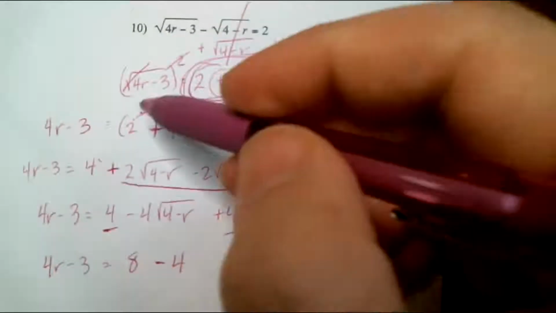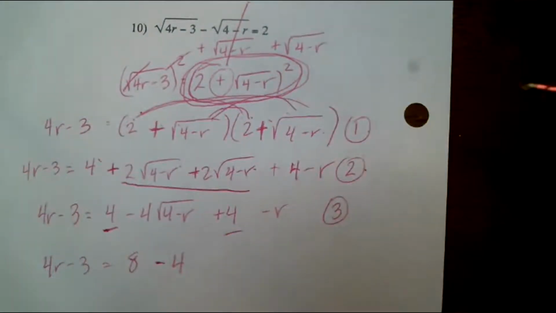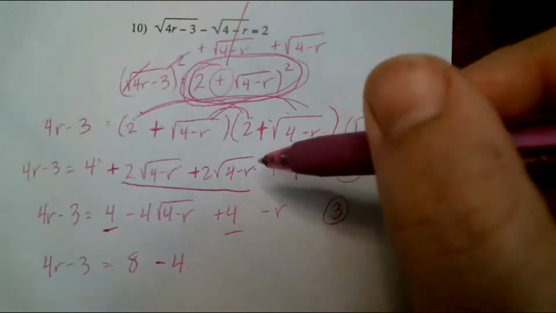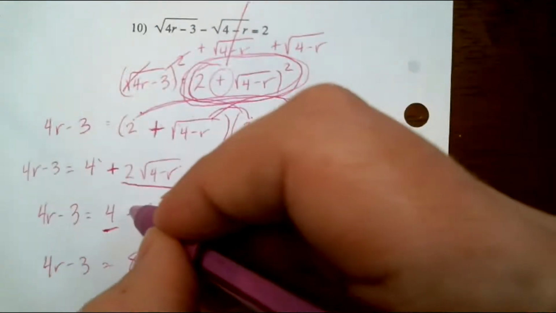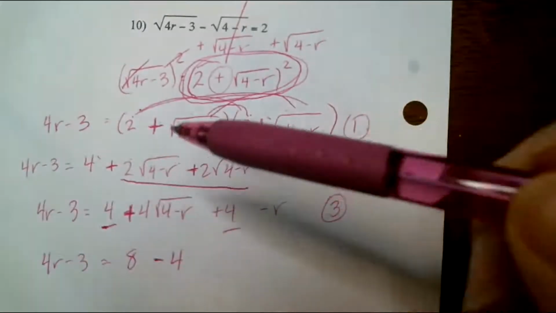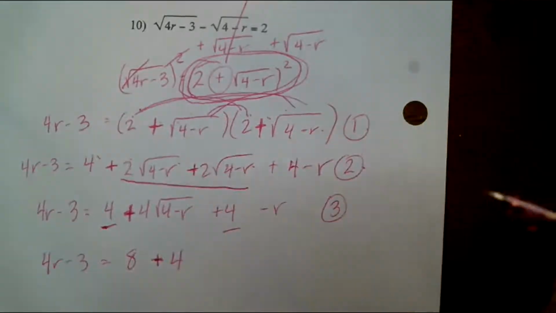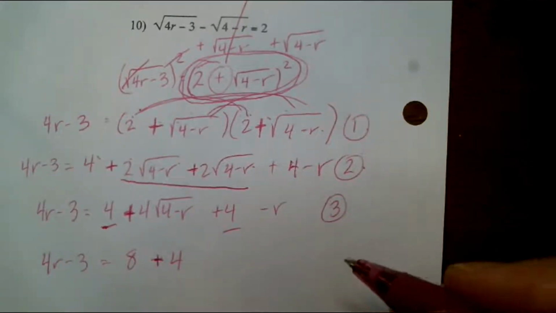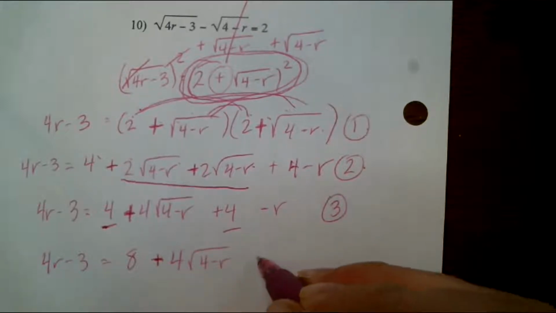So 2 times 2 is 4. 2 times that would be positive 2, right? Outside and then go inside, that should be a plus 2. And then plus 4 minus r. So all that's still good. It should just change this right here. So plus 4. 2 plus 2 is 4. And then that takes me to 8 plus 4 radical 4 minus r minus r.